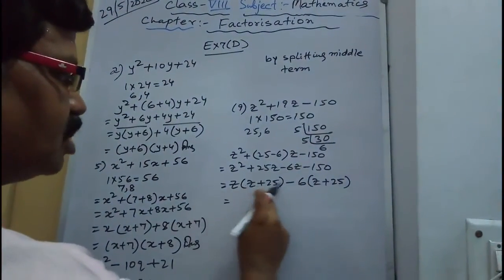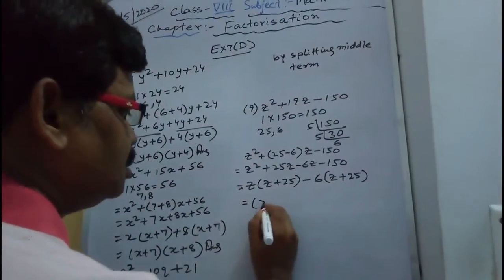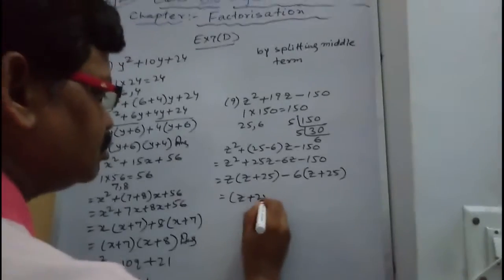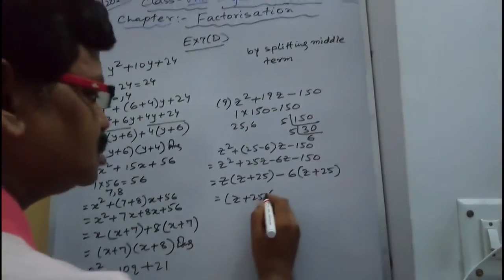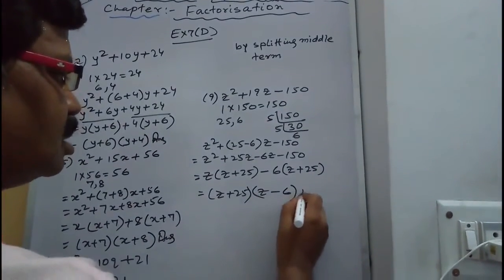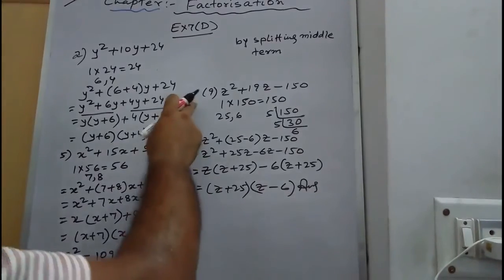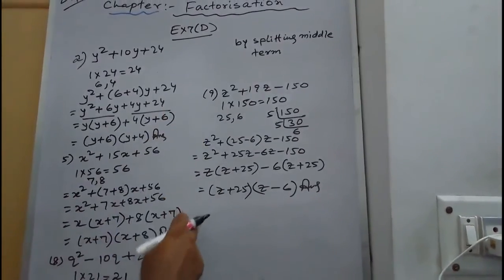From these two terms, z plus 25 is the HCF. So z plus 25. From first, z is left. From second, 6. So these two are the factors of this question.